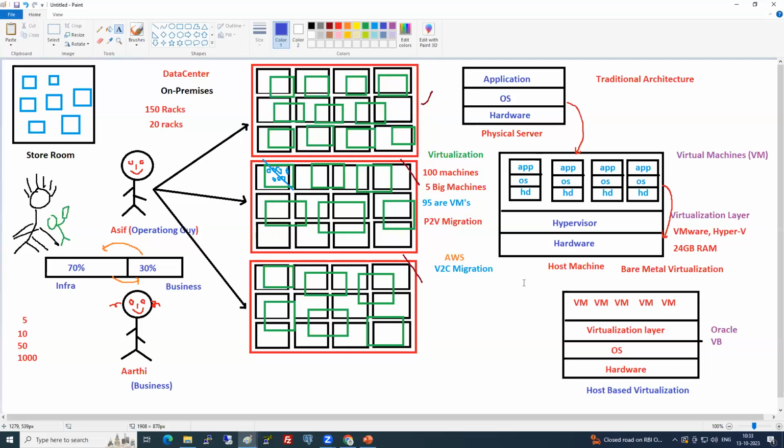Can you tell about bare metal virtualization once? Bare metal, simple. You have a hardware, on top of it you have hypervisor. What is hypervisor? Virtualization layer. So how do you get the virtualization layer? You need to install the software. What is the software that you install? VMware. Once you install VMware, then automatically virtualization layer will be formed. On top of it, you can create the virtual machines.